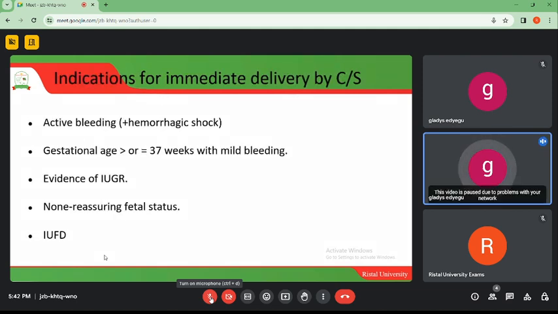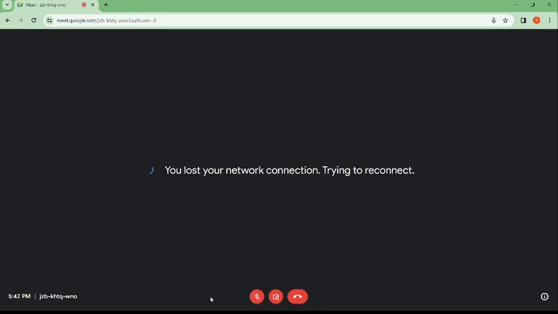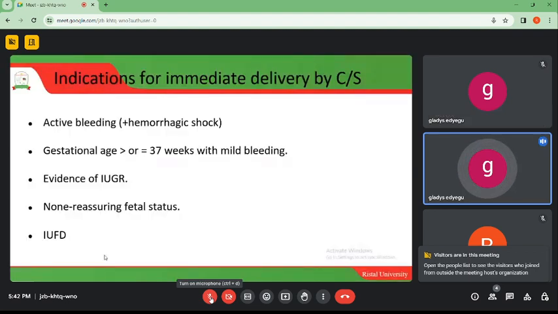For immediate delivery by C-section. So where do you say that this mother should be delivered immediately by C-section? One of them is when there is active bleeding. Delivered immediately by cesarean section. Then the other one is gestational age.